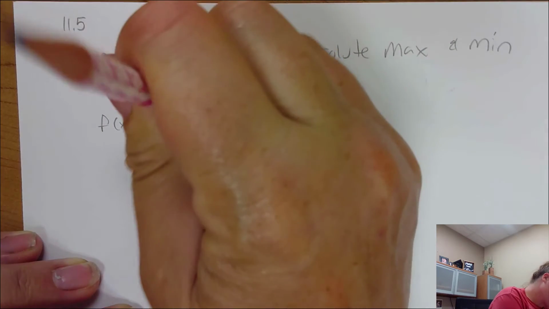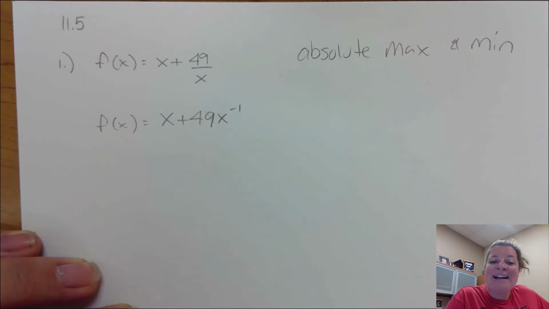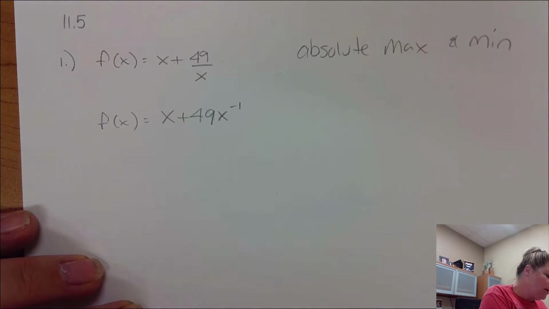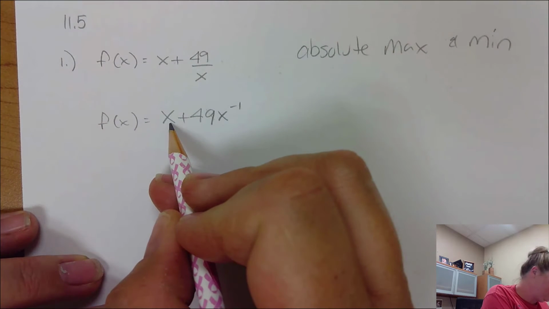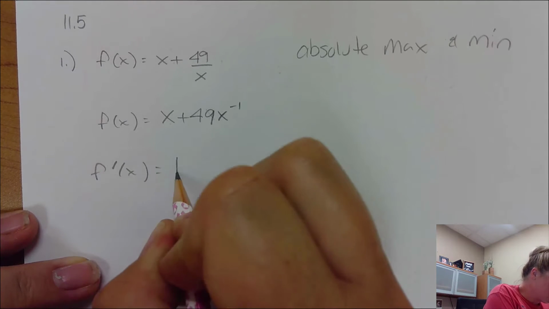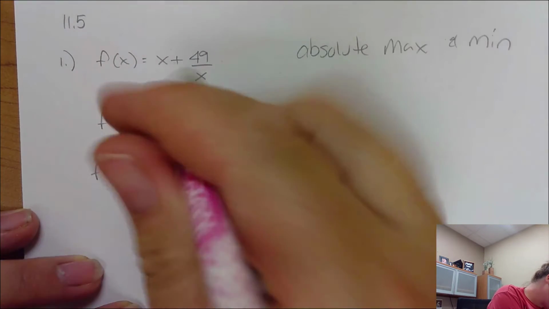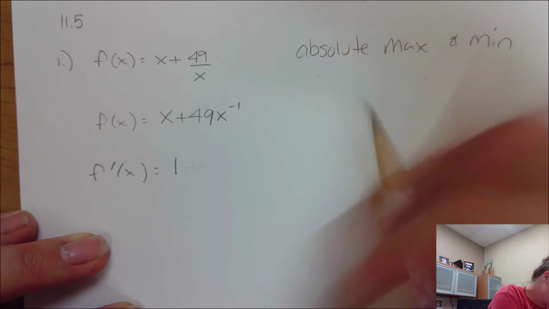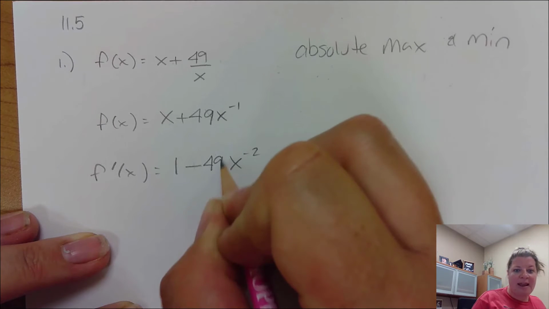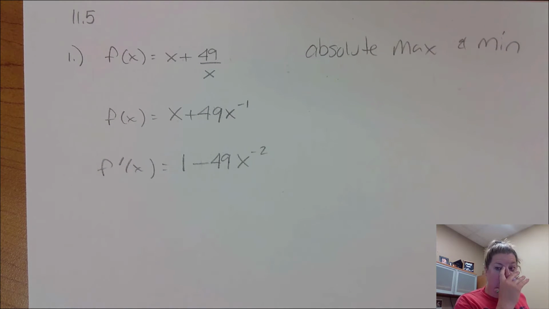With the x as an exponent, okay? And then we'll do our exponent rule. This one will become 1. And then it's going to be minus 49 x to the negative second. There we go. So it becomes a negative 49, and then we minus 1 more.